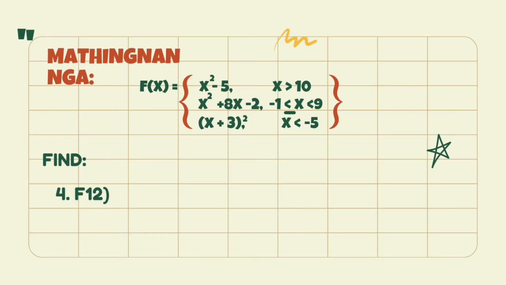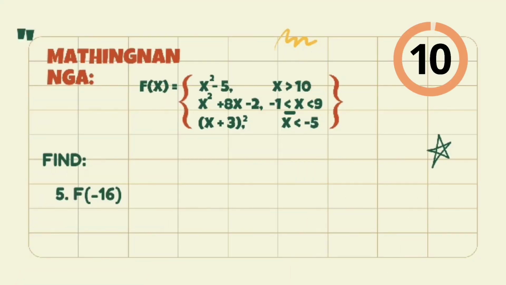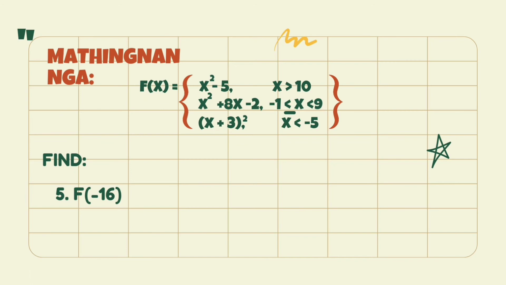So again, we observe the function, and after that we substitute, which makes our answer 139. Okay, for the last item, we are going to substitute the given to the function. Then we evaluate, which makes our final answer 169.